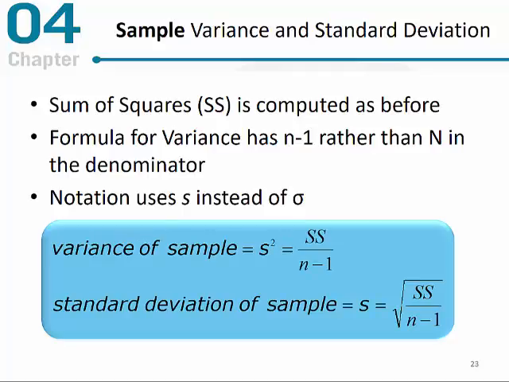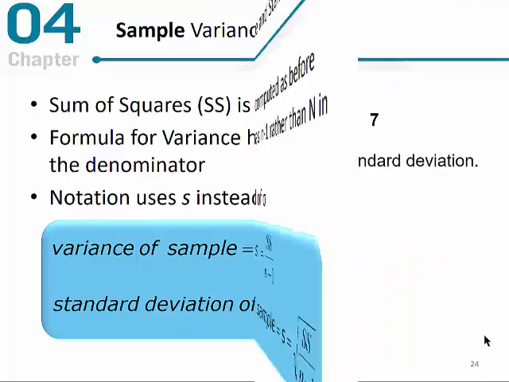So the variance of the sample is S squared, which stands for variance. So the variance equals the sum of squares over n-1, and the standard deviation of the sample is just S, which stands for the standard deviation, and equals the square root of the sum of squares over n-1.